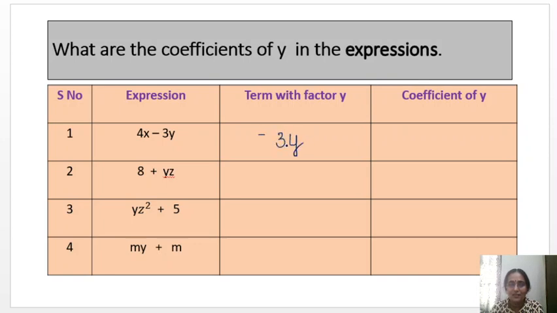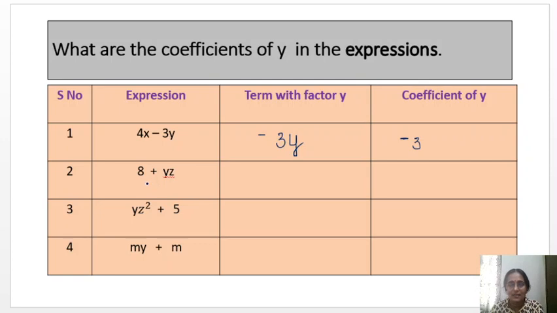Then you have to write the coefficient of y. They didn't specify that it should be the numerical coefficient. They just ask to write the coefficient of y. Leaving the y, whatever the rest of the factors are in this term, you have to write. There is minus 3 ahead of y, so minus 3 is the coefficient of y.